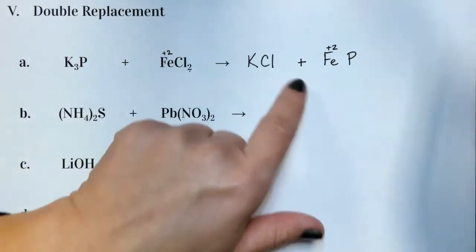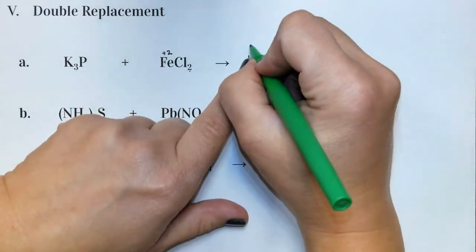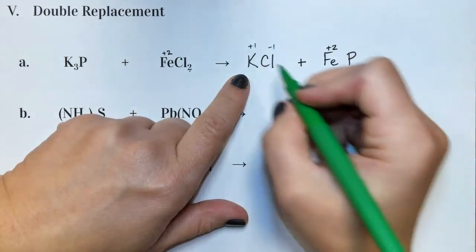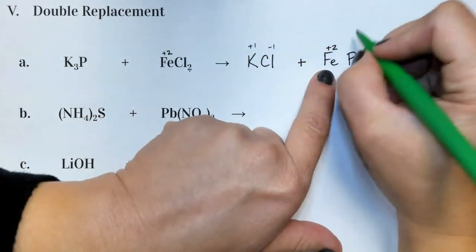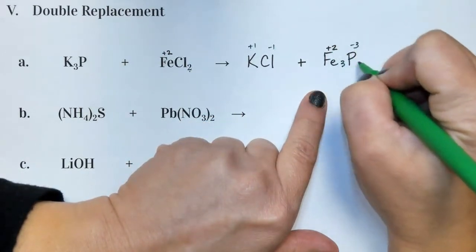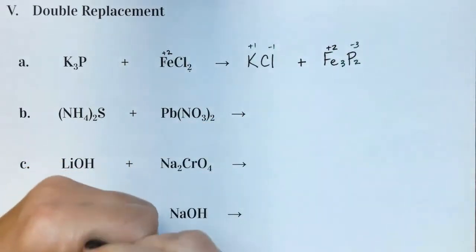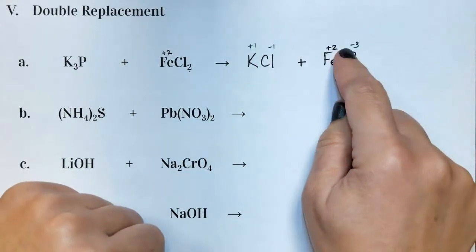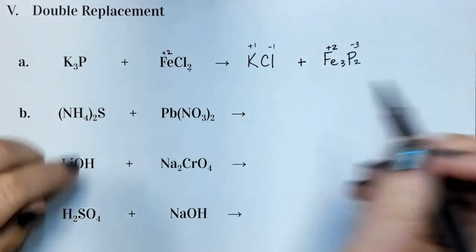Now we do have to balance the charges on the right side. Potassium is +1, chloride is -1, those will cancel. Iron is +2, phosphide is -3, so we're going to have subscripts of 3 on iron and 2 on phosphide. After this, we don't need the charges anymore, and we need to balance the coefficients.